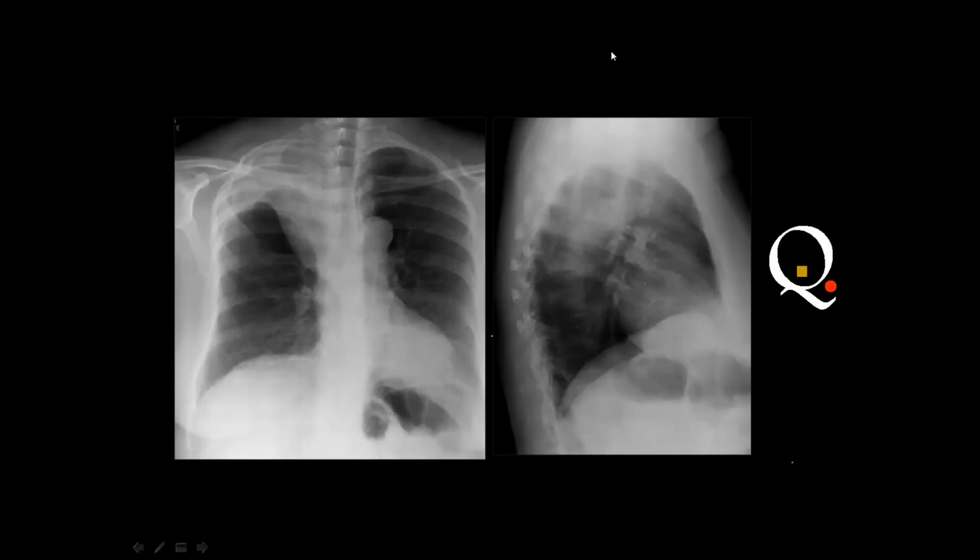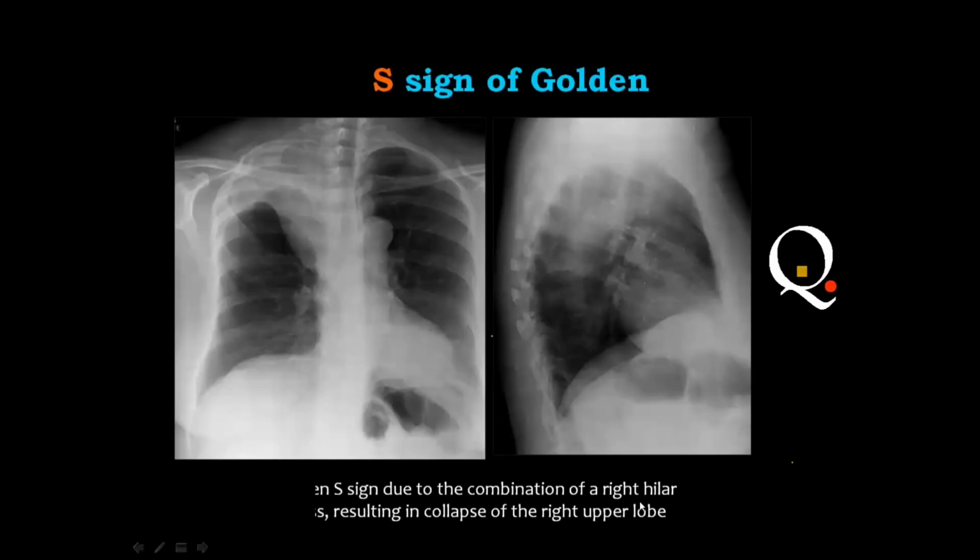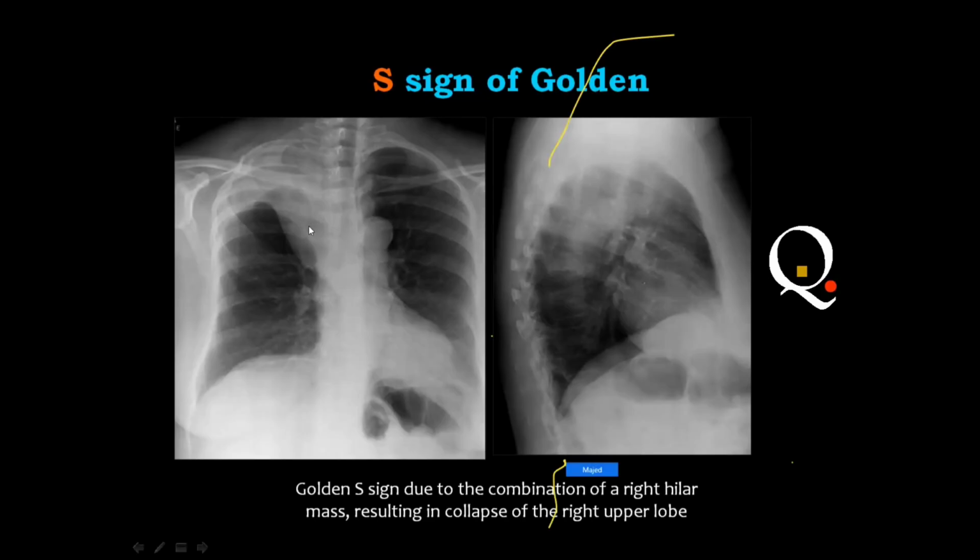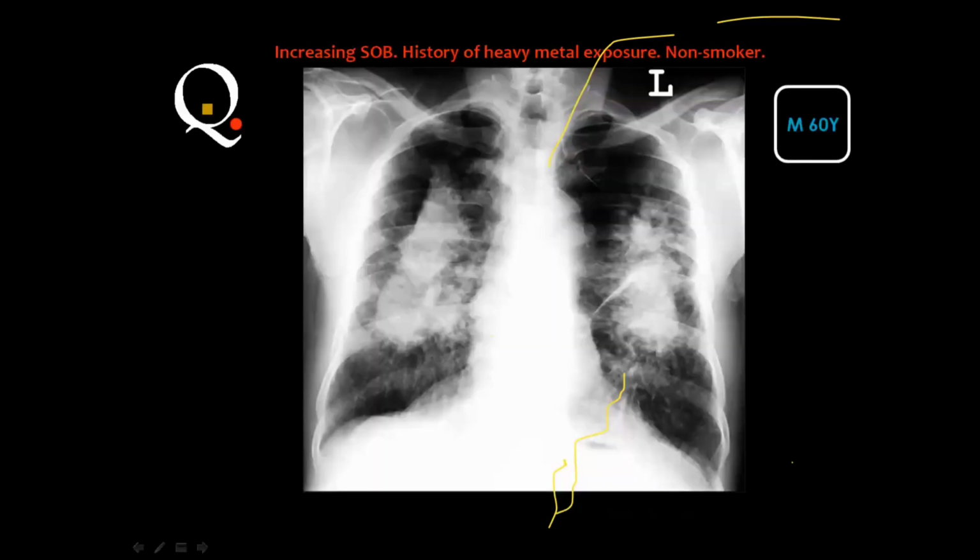Yes, very good. This is the S sign of Golden, which means that you are dealing with a bronchogenic carcinoma. The S sign of Golden means that there is a central bronchogenic carcinoma on the right side that has obstructed the upper lobe and resulted in upper lobe collapse. And this will result in this configuration, which may simulate the letter S.